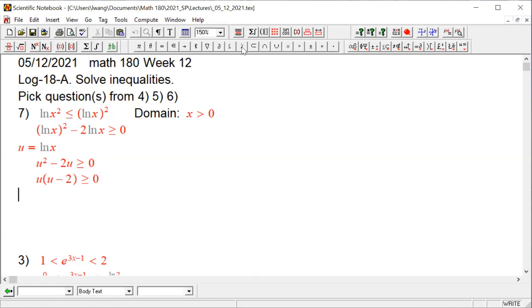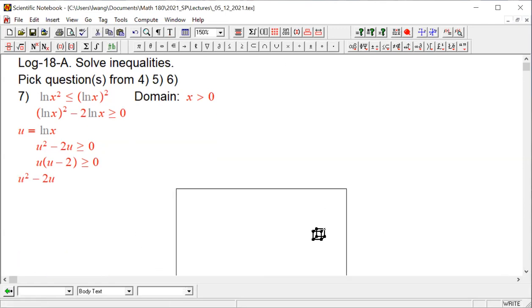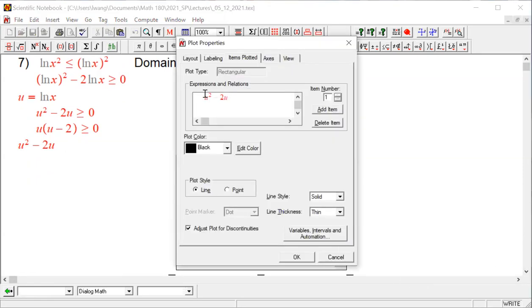Do we know how to solve this inequality? This is a quadratic, right? We have so many means to solve the inequality. Can you guys quickly solve this inequality for me? When I ask you quickly, what will make that quickly happen? The graph. You see, the graph is very, very handy.